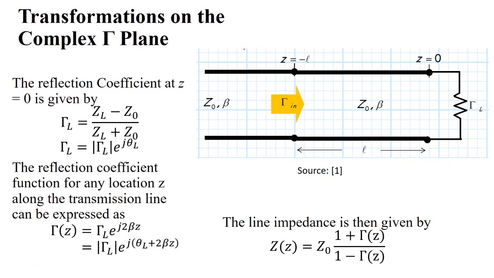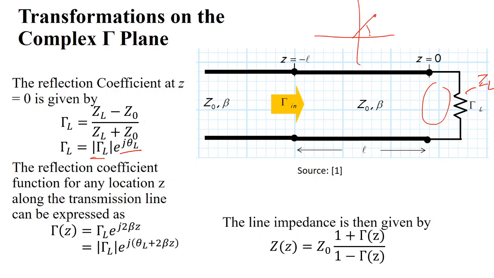Now we have seen that the reflection coefficient at z equals 0 is given by this. Here you have the reflection coefficient gamma L. This is due to the load. So instead of showing ZL, we directly write it using the symbol gamma L. Then gamma L has a magnitude and a phase. So if you want to plot this, it will lie somewhere else.